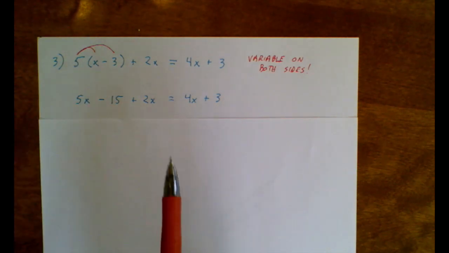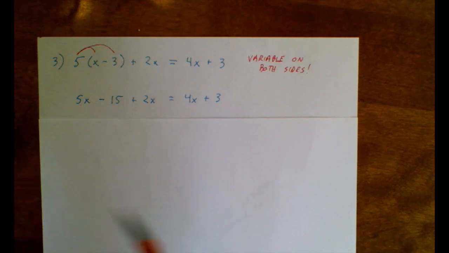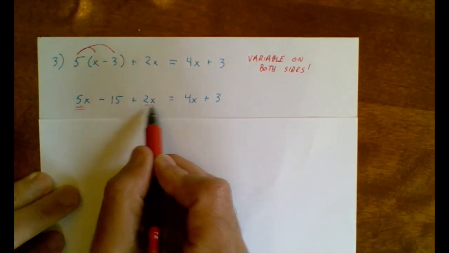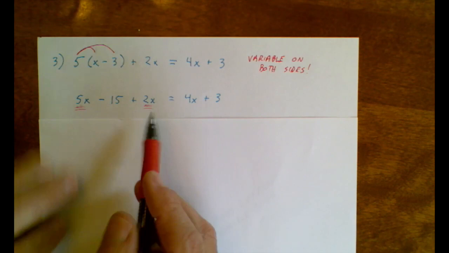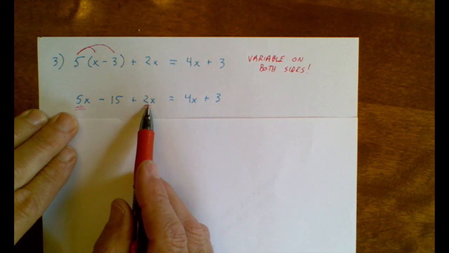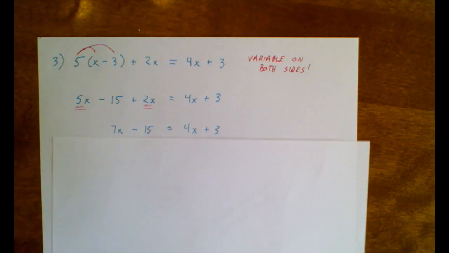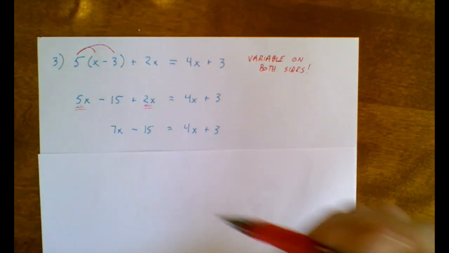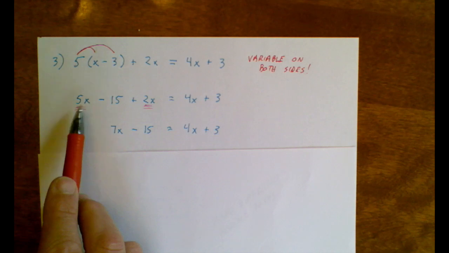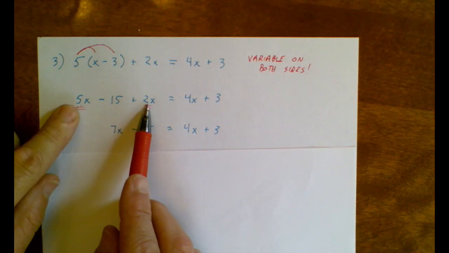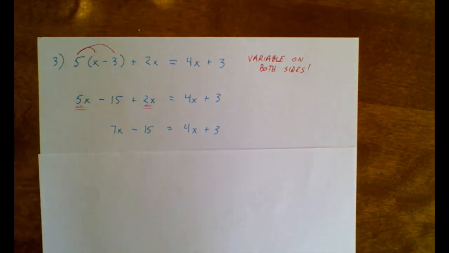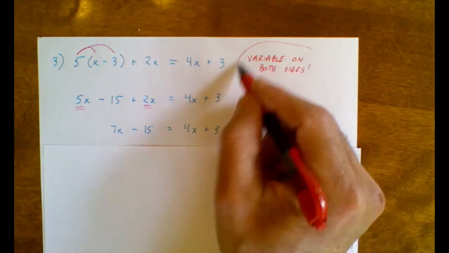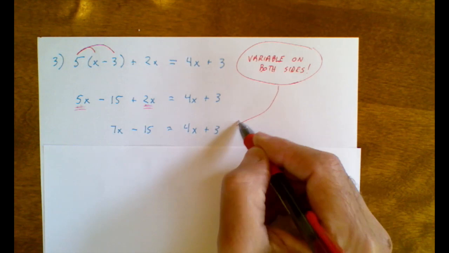So now I notice a couple of things. I have two like terms. The 5x and the 2x are like terms, and they're on the same side of the equal sign, so I can combine those two. Notice again that nothing else has changed. Everything else lines up, but a 5x and a 2x, when they're on the same side of the equal sign, just combine like terms. Now is when the variables on both sides really come into play.